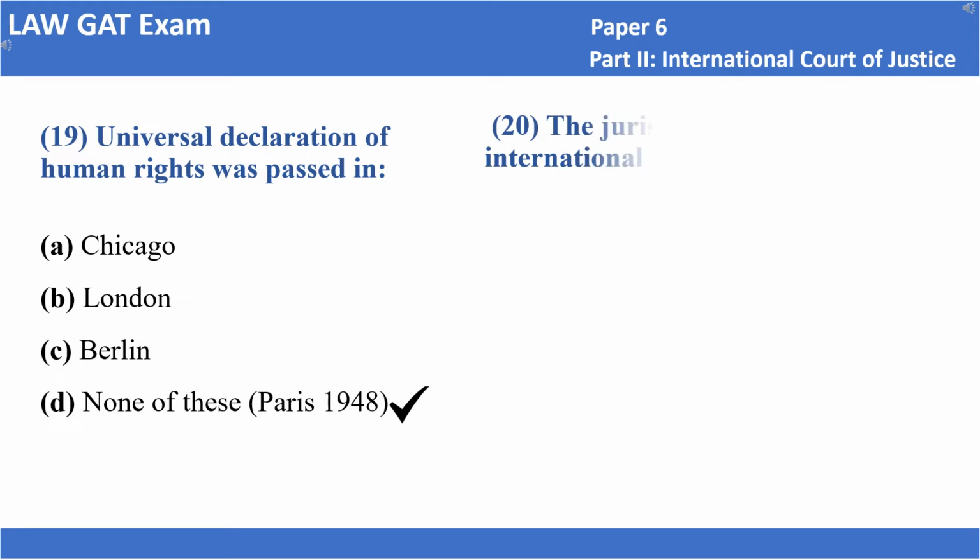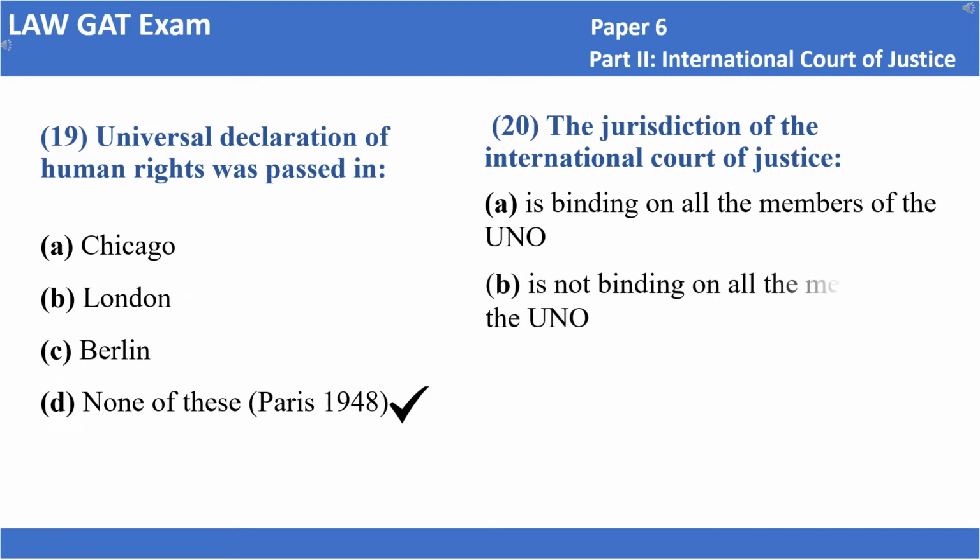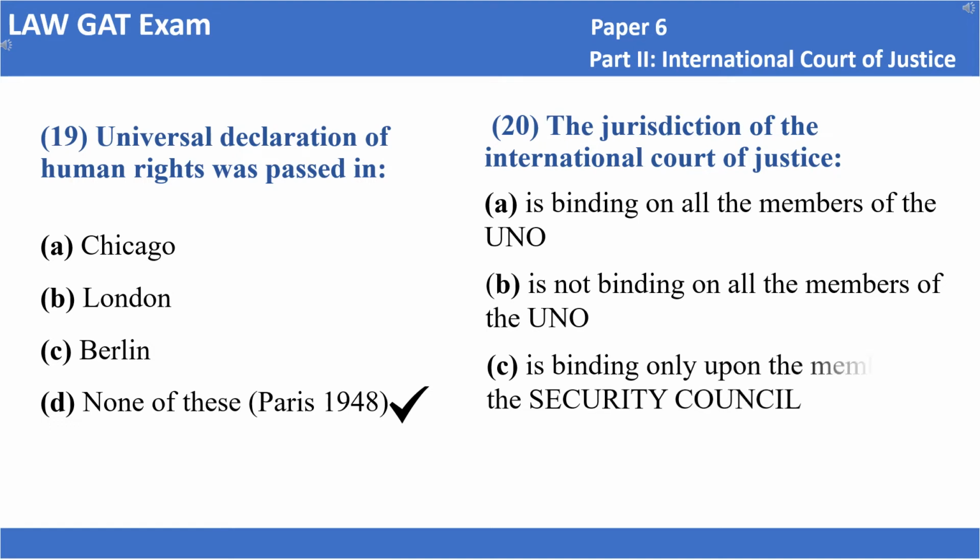The jurisdiction of the International Court of Justice, is it option A, is binding on all the members of United Nations Organization, B, is not binding on all the members of UNO, is it option C, is binding only upon the members of the Security Council, or option D, none of these? The correct answer is the jurisdiction of the International Court of Justice is not binding on all the members of the United Nations Organization, option B.